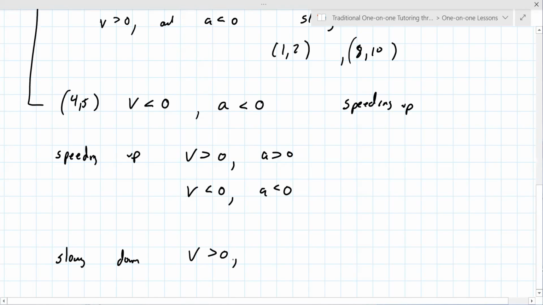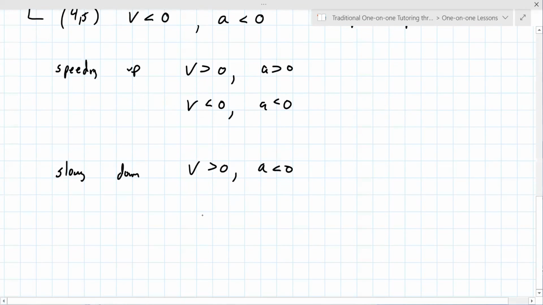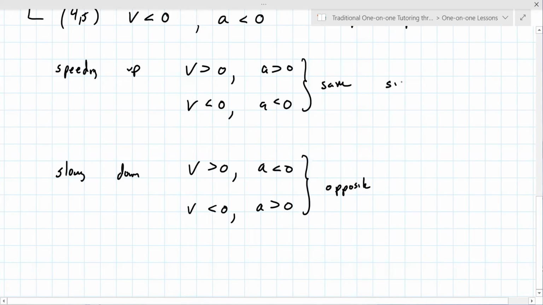So the first one is you're going forward and you hit the gas. The other one is you're going backwards, and then you hit the gas to go forward. So these are opposite in sign, and these are the same. Okay. So somehow I've got to get this down.